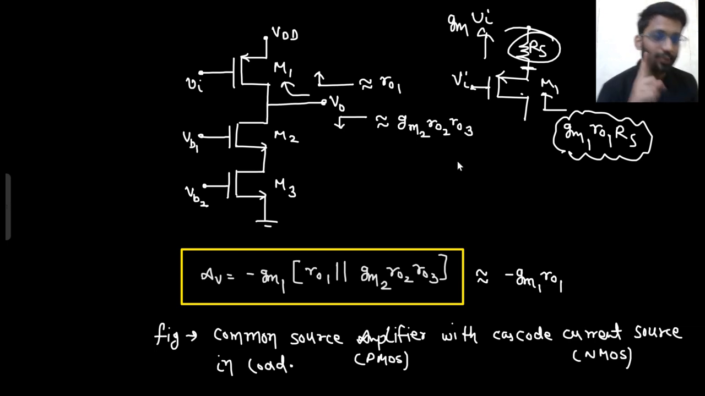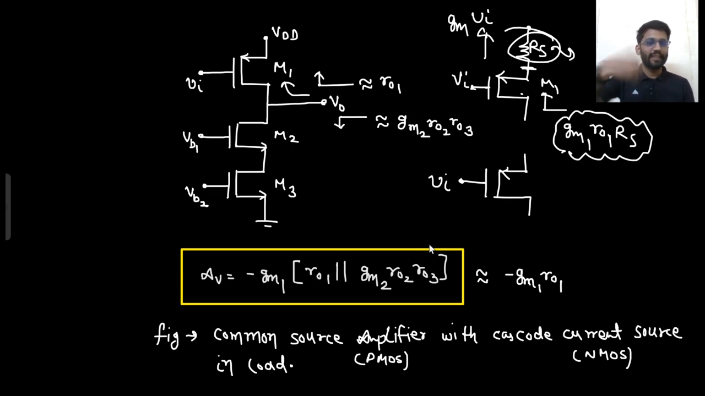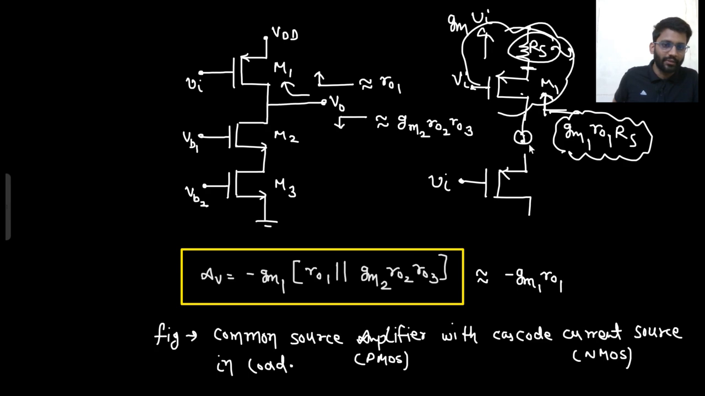So what will we do? We will make this RS using a MOS only. But we will apply the input here. This is the different thing we are going to do. That's why it is known as cascode amplifier. If I do this, what will this be? This will be a common source amplifier with degeneration and cascode current source in load. What would this configuration be called? And there will be this current source also in the load.